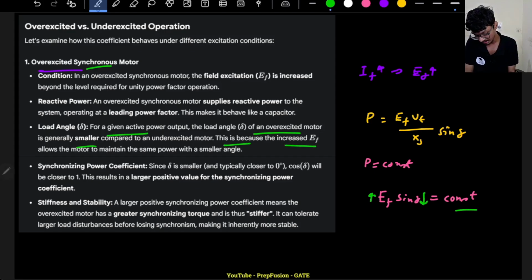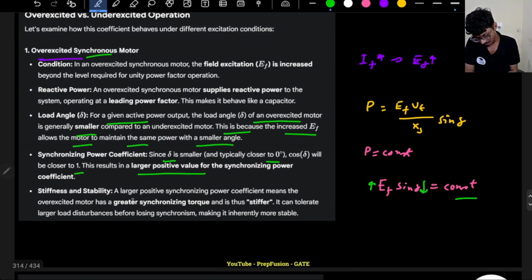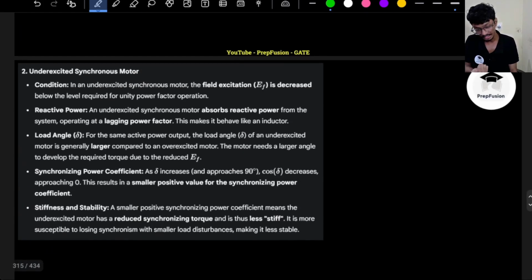This is because increased EF allows the motor to maintain the same power with a smaller angle. Since delta is small, typically close to 0, cos delta will be high, so we get a larger synchronizing power. A larger positive synchronizing coefficient means the overexcited machine has greater synchronizing torque and is thus stiffer. It can tolerate larger load disturbances. So an overexcited synchronous machine can tolerate larger disturbances than an underexcited synchronous machine. That is the conclusion. In underexcited, what will happen?